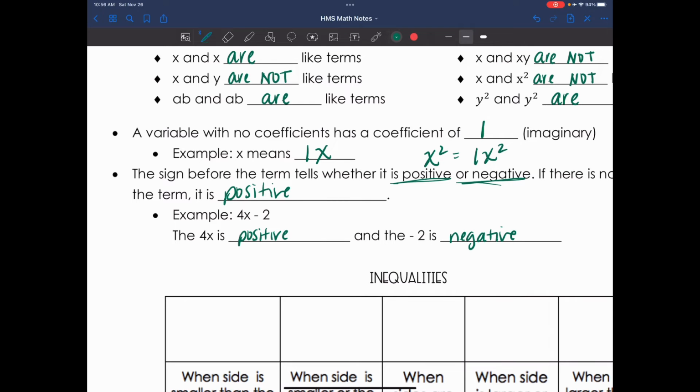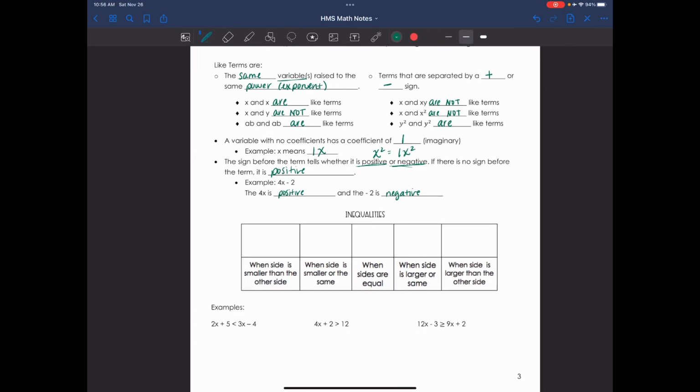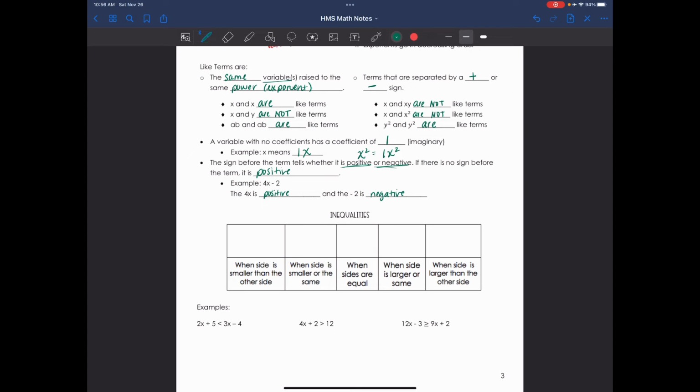So moving on to inequalities. When the left side is smaller than the other side, we call that less than.